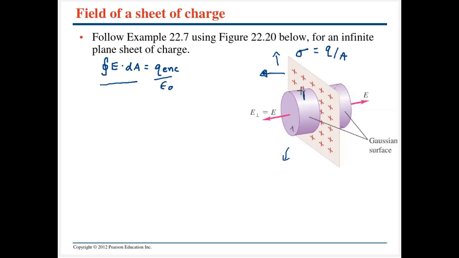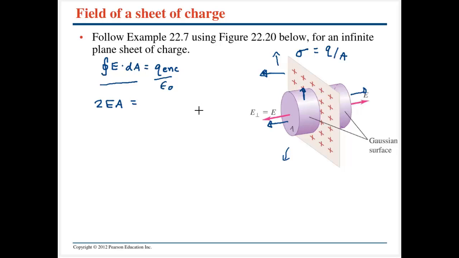This surface right here, there's going to be no electric field lines through it, so E dotted with dA is going to be 0 for this particular surface. I'm going to have an electric field multiplied by area for this surface over here, and an electric field multiplied by area for that surface over there. So what I'm left with is 2 times the electric field multiplied by area.